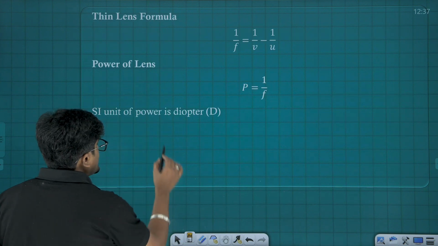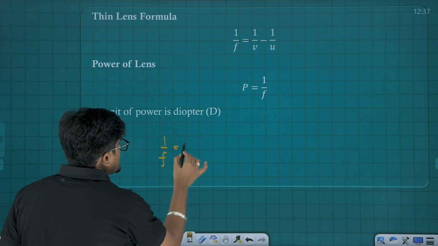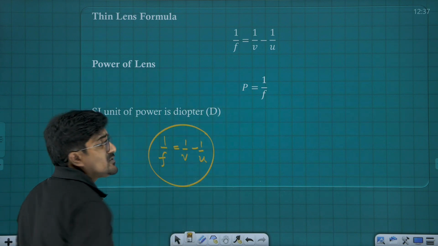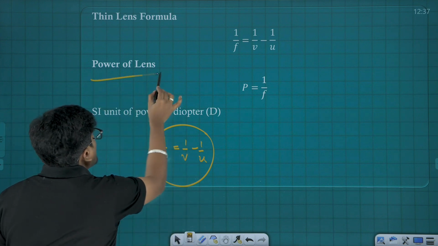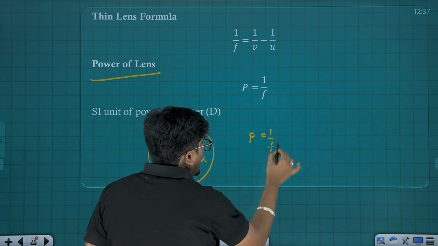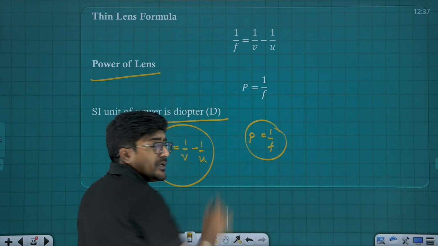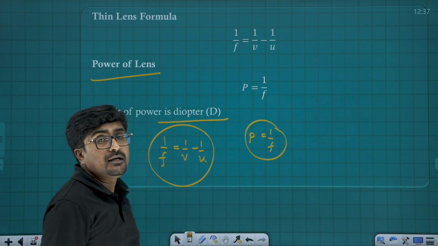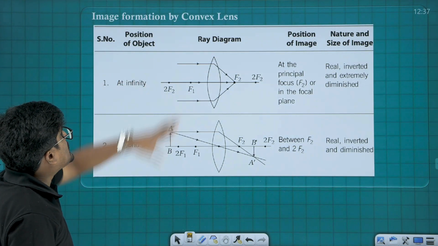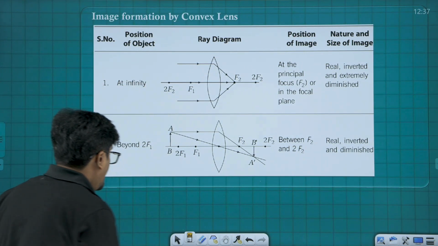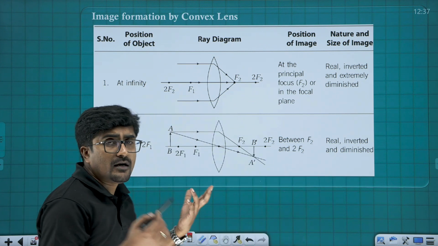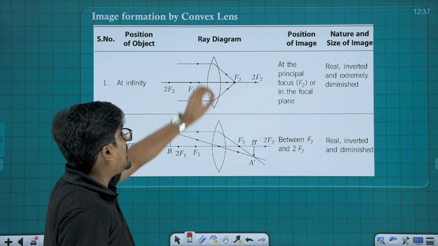Next is the thin lens formula. The thin lens formula says 1 by f is equal to 1 by v minus 1 by u. Next is power of lens. Power of lens is P equal to 1 by f, and the unit is diopter, represented by capital D. Next is image formation by convex lens. In the same way we discussed the spherical reflecting surface, here we are discussing lenses.